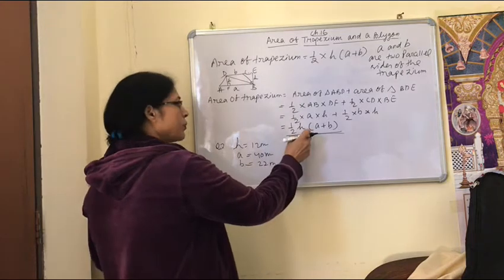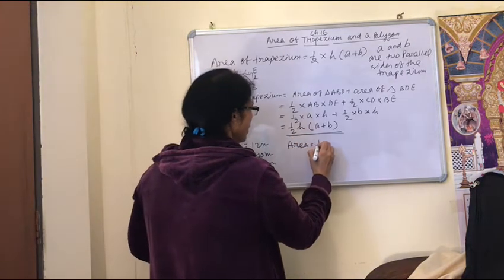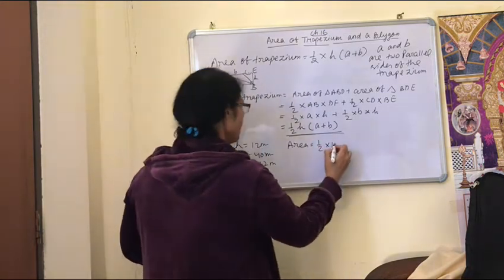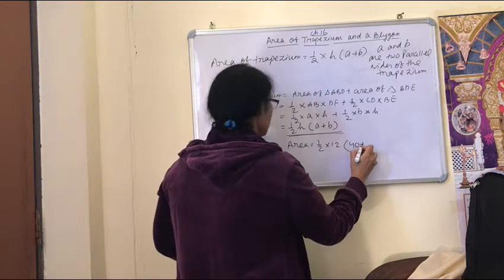So you just apply the formula. Your area is half into h into (a plus b). What is h? h is 12. Then a plus b is 40 plus 22 meter.